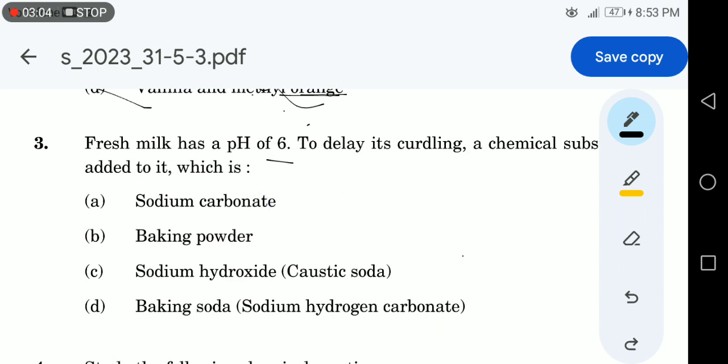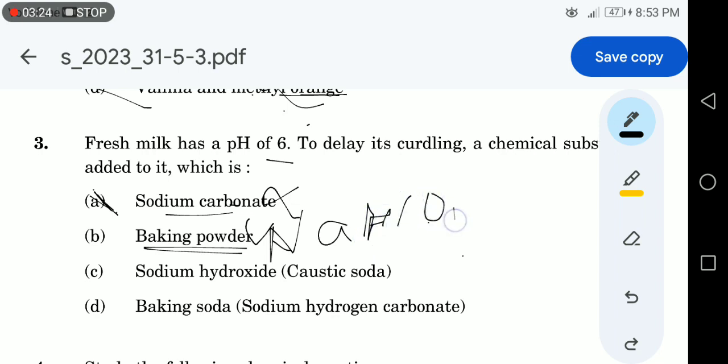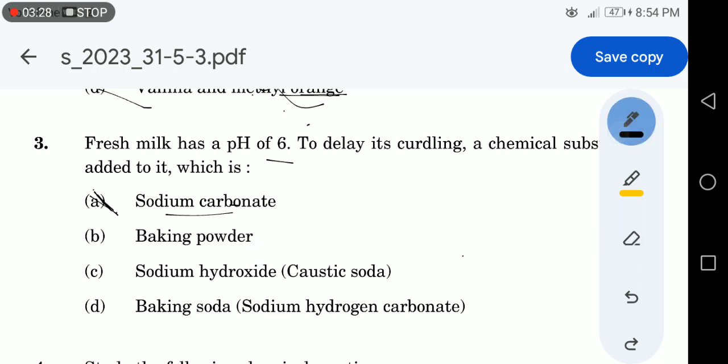No, it is a base though. It is not edible though. So no, it is not the answer. Baking powder. No, it's not, because baking powder is NaHCO3 plus an acid. That is the baking powder. Oh my god, there is so much difficulty in writing. Sorry, guys. So these two options are not correct.